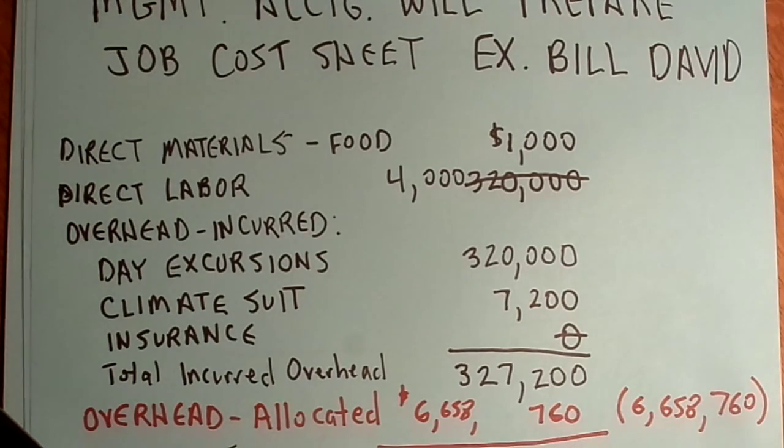Then we had incurred overhead. Incurred overhead is stuff where we can't necessarily treat it as a direct cost, and yet we can figure out how much we want to apply to a particular person. So the day excursion, for example, for Bill David is $320,000. Let me give you an example of a person who doesn't go. Maybe they don't go on the day excursion because they're space sick or something like this. Well, their number here would be 0.